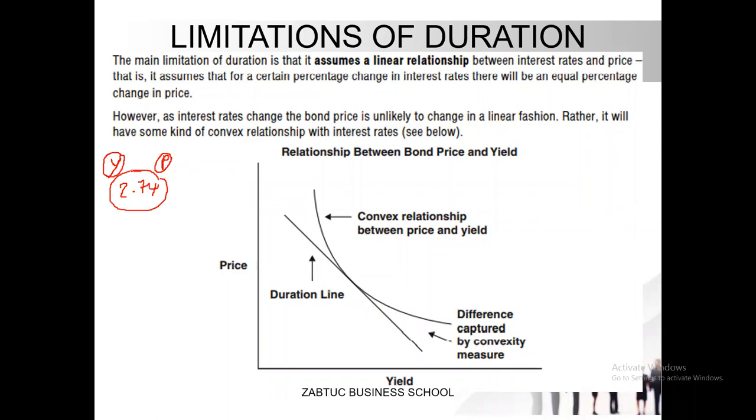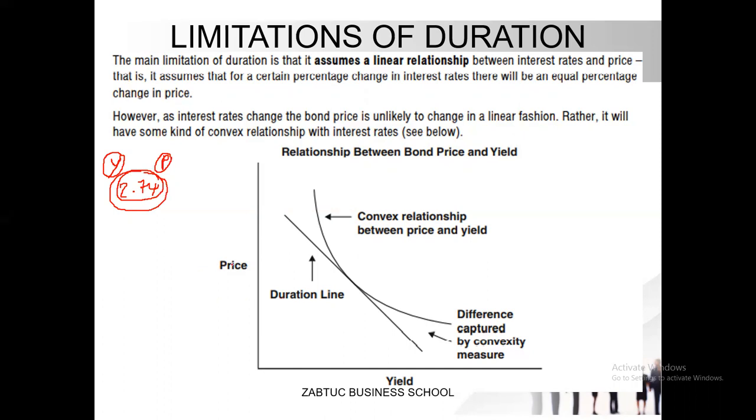Is 2.74 a constant? The answer is no. The main limitation of duration is that it assumes a linear relationship between interest rates and price. That is, it assumes that for a certain percentage change in interest rates, there will be an equal percentage change in price, which is 2.74. However, as interest rates change, the bond price is unlikely to change in a linear fashion. Rather, it involves some kind of a convex relationship with interest rates, see below.